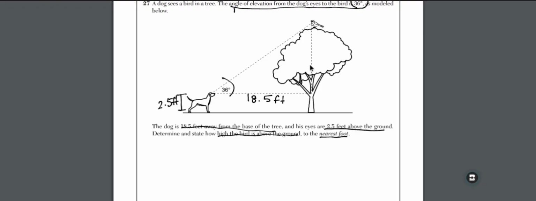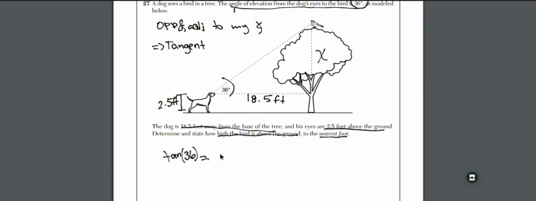So my x is going to be right here, the side that is opposite to my angle. So if I recall my SOHCAHTOA, I know that if I have a side that is opposite and a side that is adjacent to my angle, I'm going to use tangent. So I know that I have my adjacent side, right? So I know tan of 36 is equal to, I don't know my opposite side, but I do know my adjacent side of 18.5.